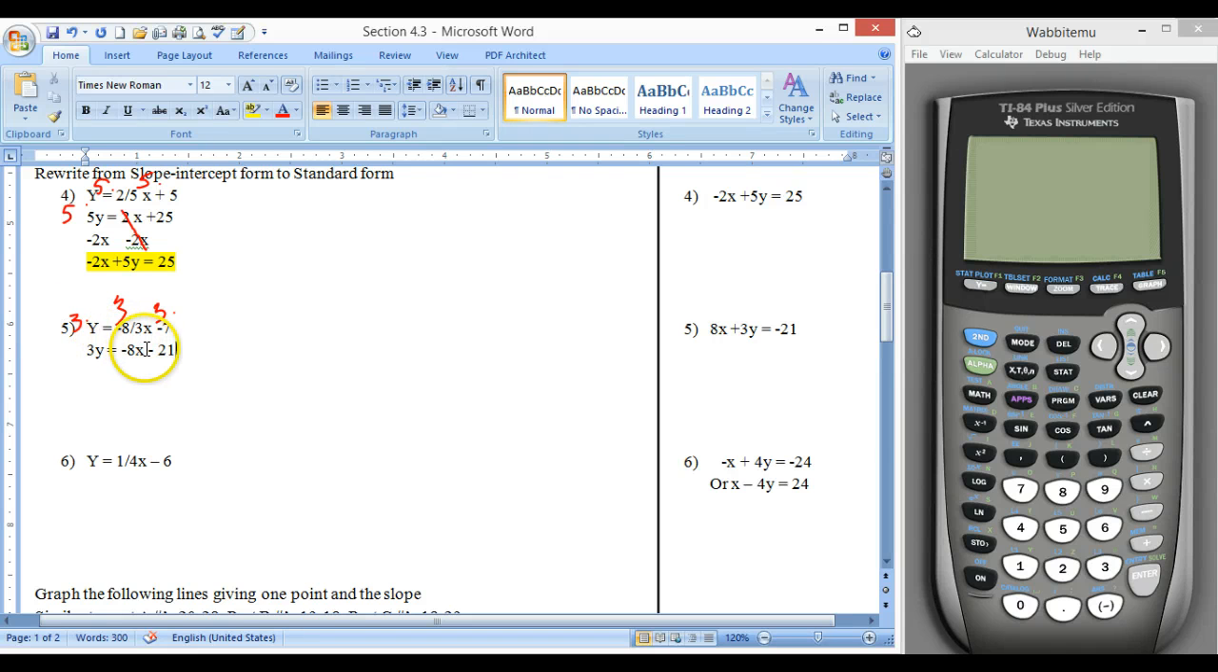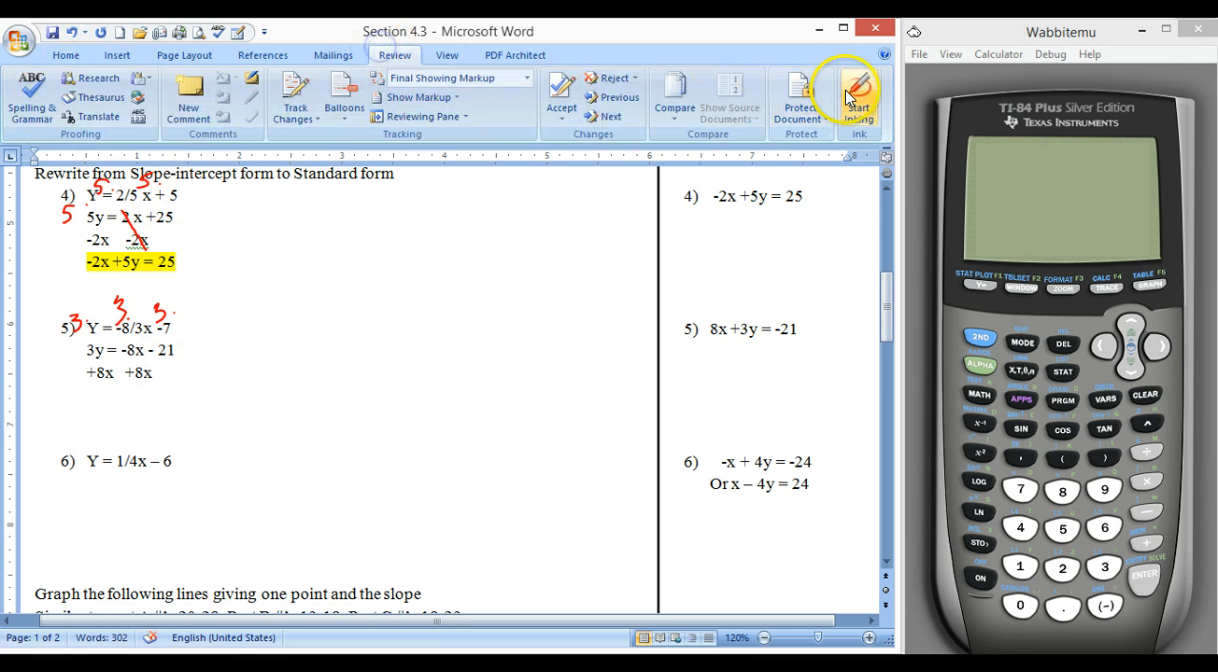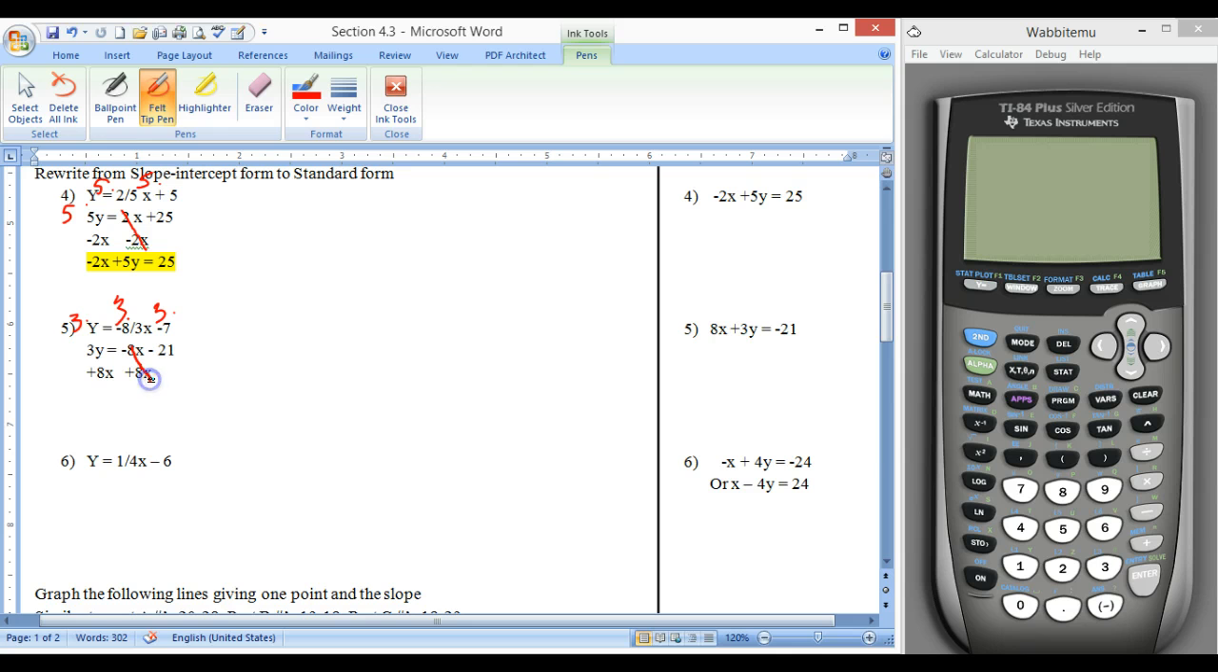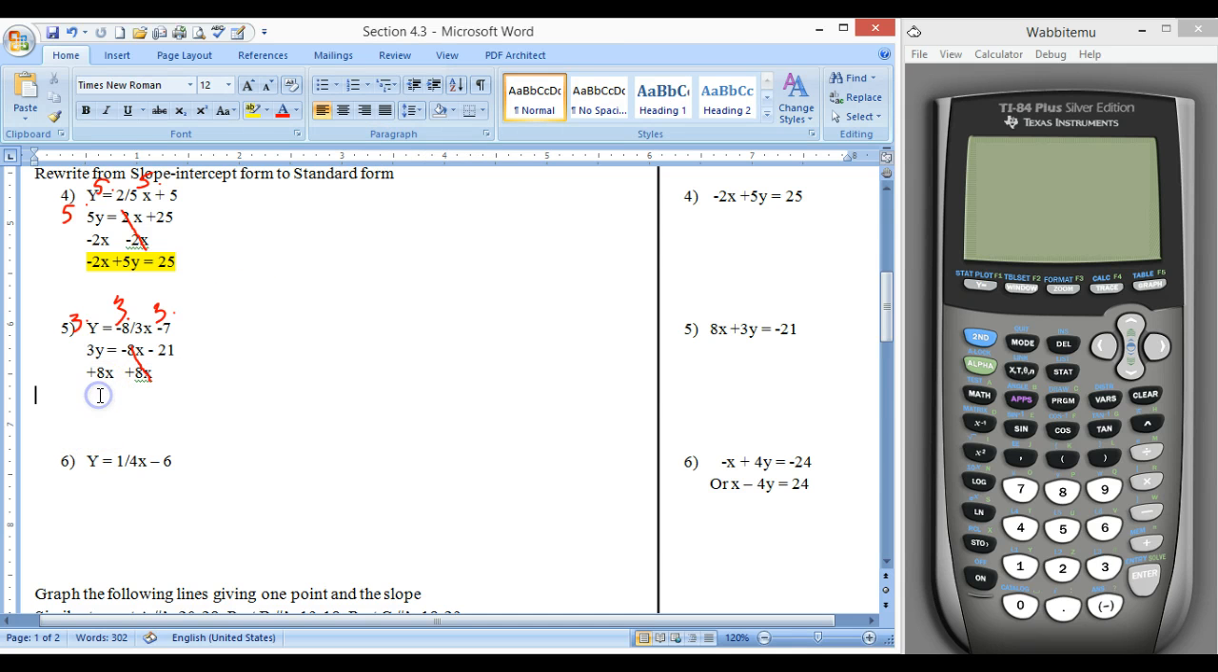Now I need to move my 8x over. Those of you who want to think of it as just coming over here, you would move it across the equal sign and change its value so it becomes positive. Those of you who want to keep showing all the steps, that's fine. You'll put plus 8x and plus 8x and show that the 8 cancels over here. And again, the x comes first, so I need my 8x plus 3y, and the only thing left on this side is negative 21. And that's our answer in standard form.